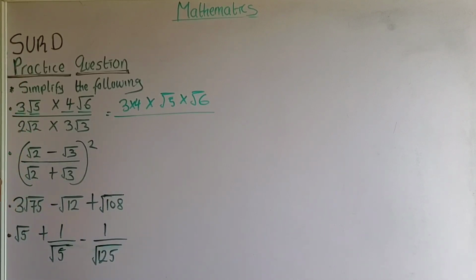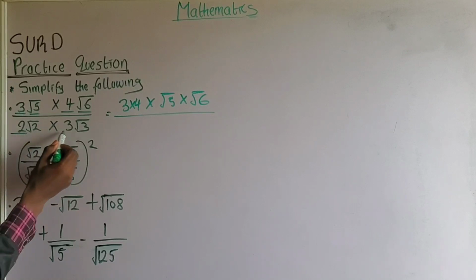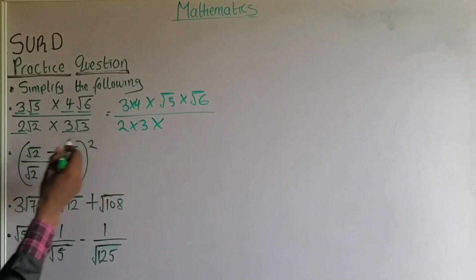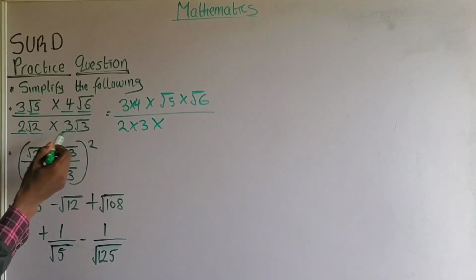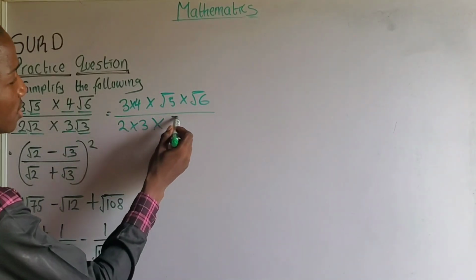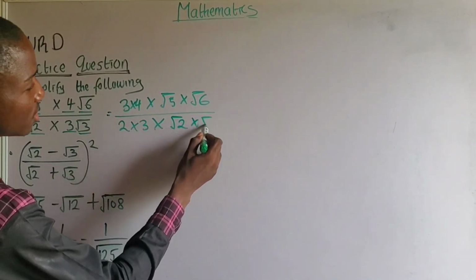Okay, now for the denominator, we have 2 root 2 times 3 root 3. Let's proceed like we did for the numerator. The rational part, which is 2, will multiply 3. So I'm going to have 2 times 3 multiplied by the irrational part, which is root 2, multiplying root 3 as well. So I'm going to have root 2 times root 3.